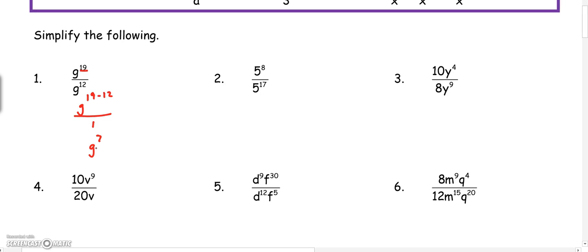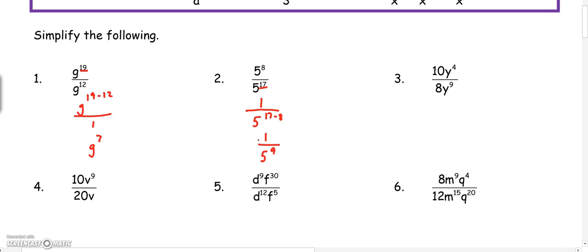Number 2, we have 5 to the 8th over 5 to the 17th. 17 is the bigger number, which means we're going to end up in the bottom, or the denominator, of our fraction. So this time we have to put a 1 to show that we had a numerator. And then we have 5 to the 17 minus 8, so we have 1 over 5 to the 9th. When your simplified answer ends up in the denominator, you have to have a 1 up in your numerator.